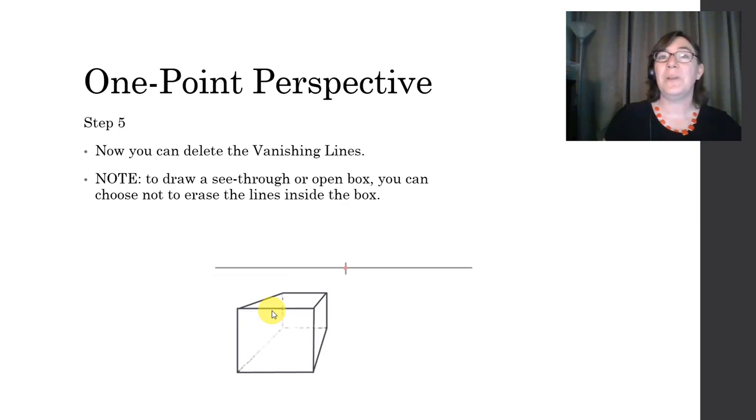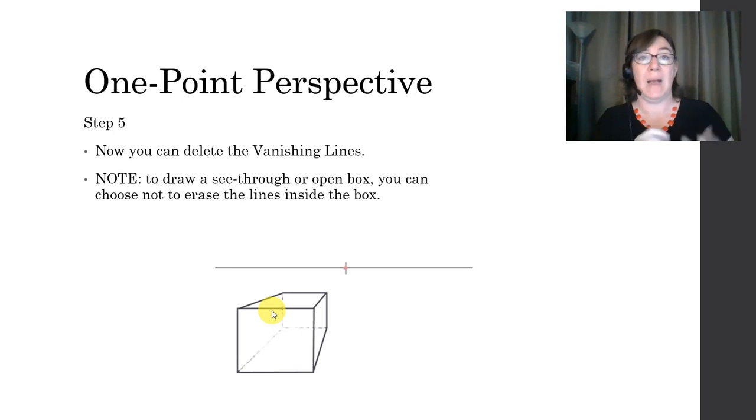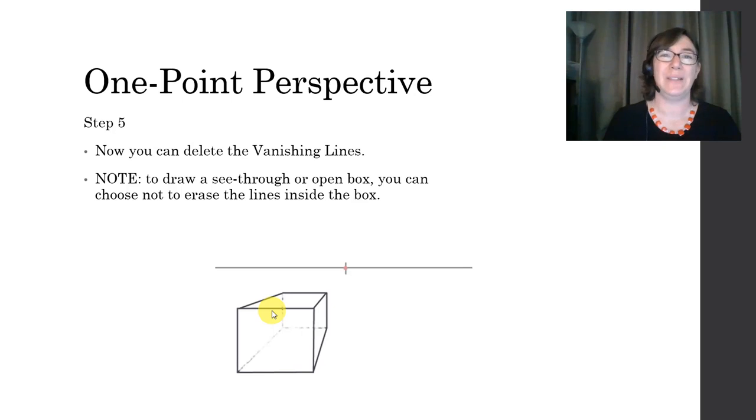All right, you've got the outlines of your box. Now, if you want to, you can delete your vanishing lines. Or if you're going to draw a see-through or glass box, or even an open box, one with an open side or front, you can choose which lines to erase or not.